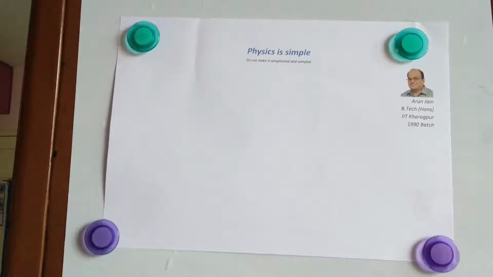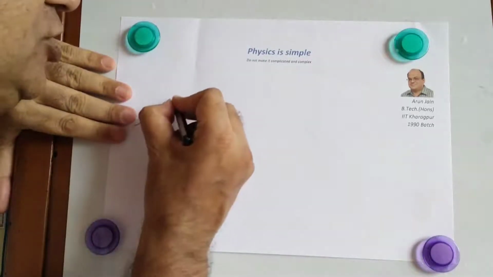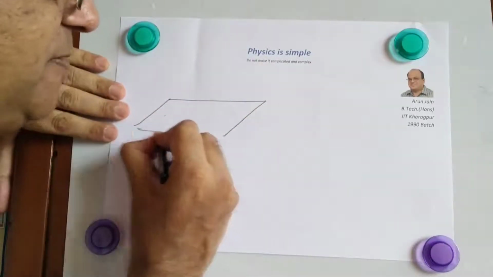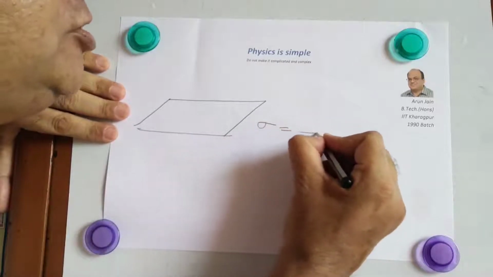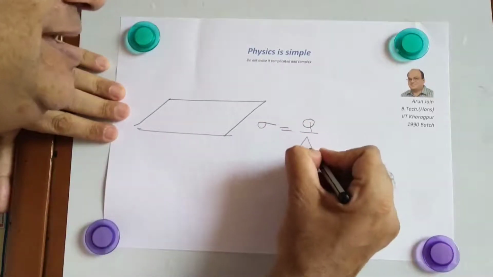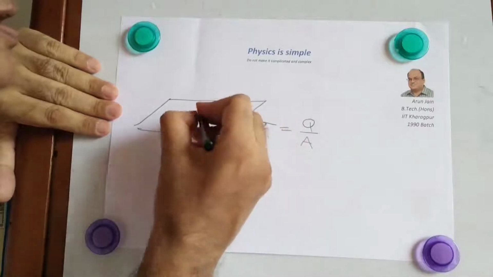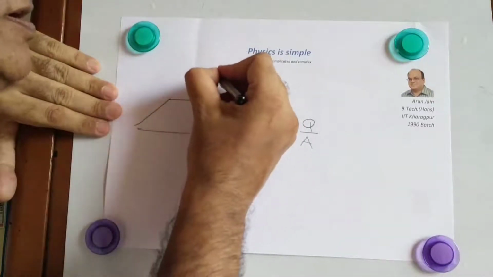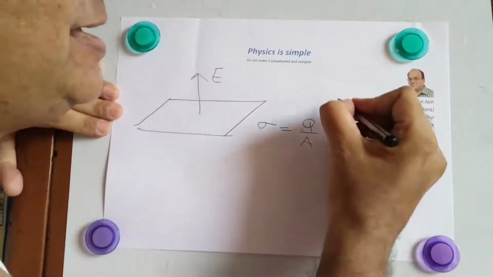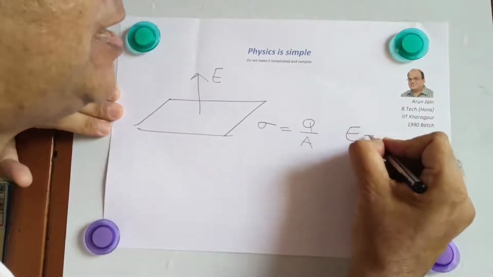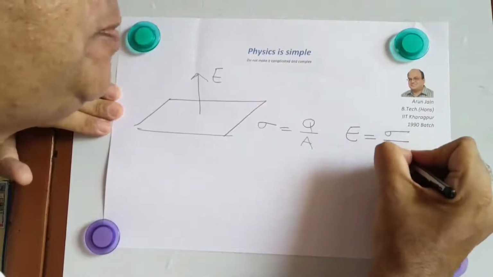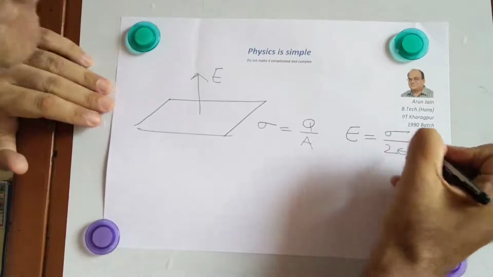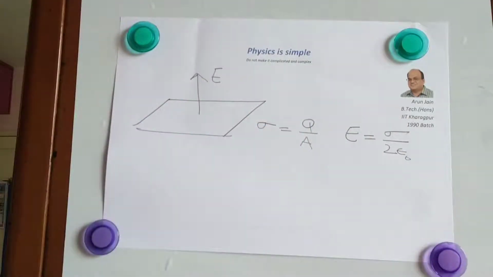Now, if an infinite non-conducting sheet is there with charge per unit area sigma, so sigma is charge per unit area, the electric field is perpendicular to the sheet, and that electric field has a magnitude sigma by 2 epsilon naught. For an infinite sheet, the electric field does not depend on distance r.